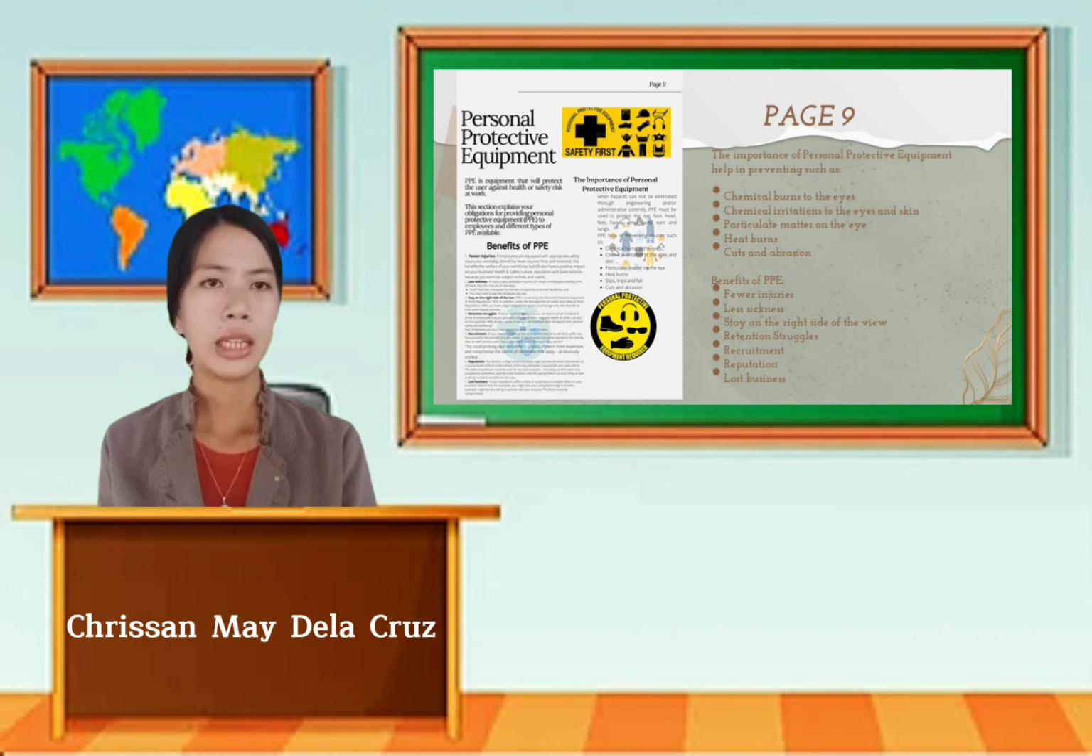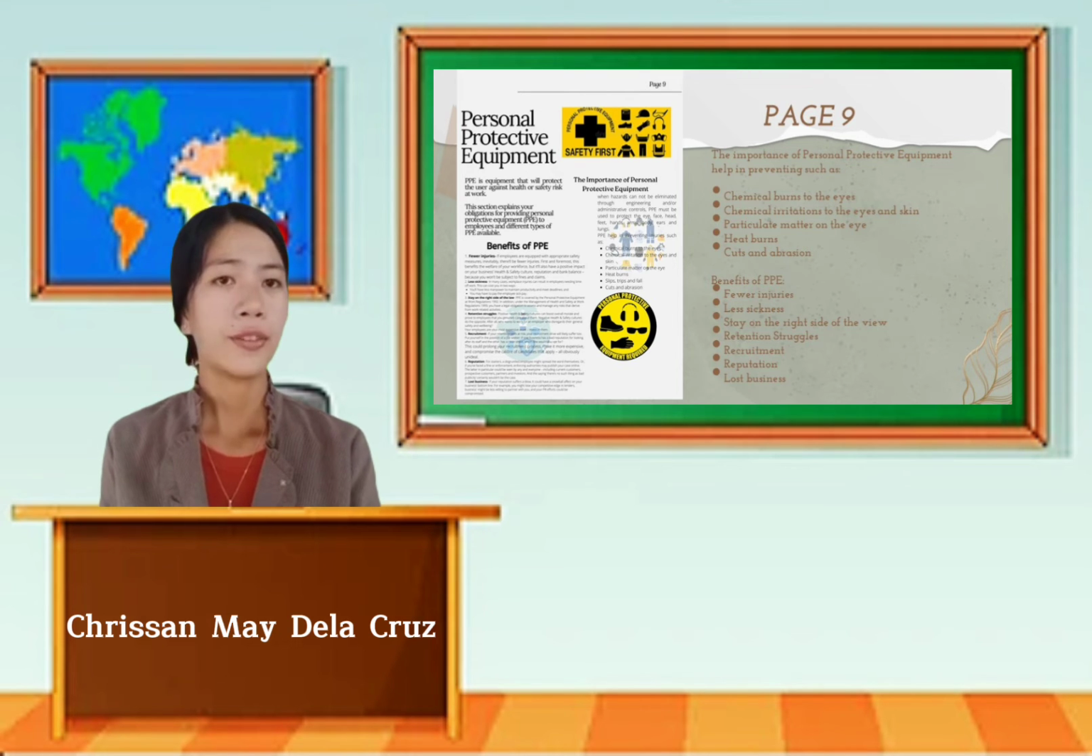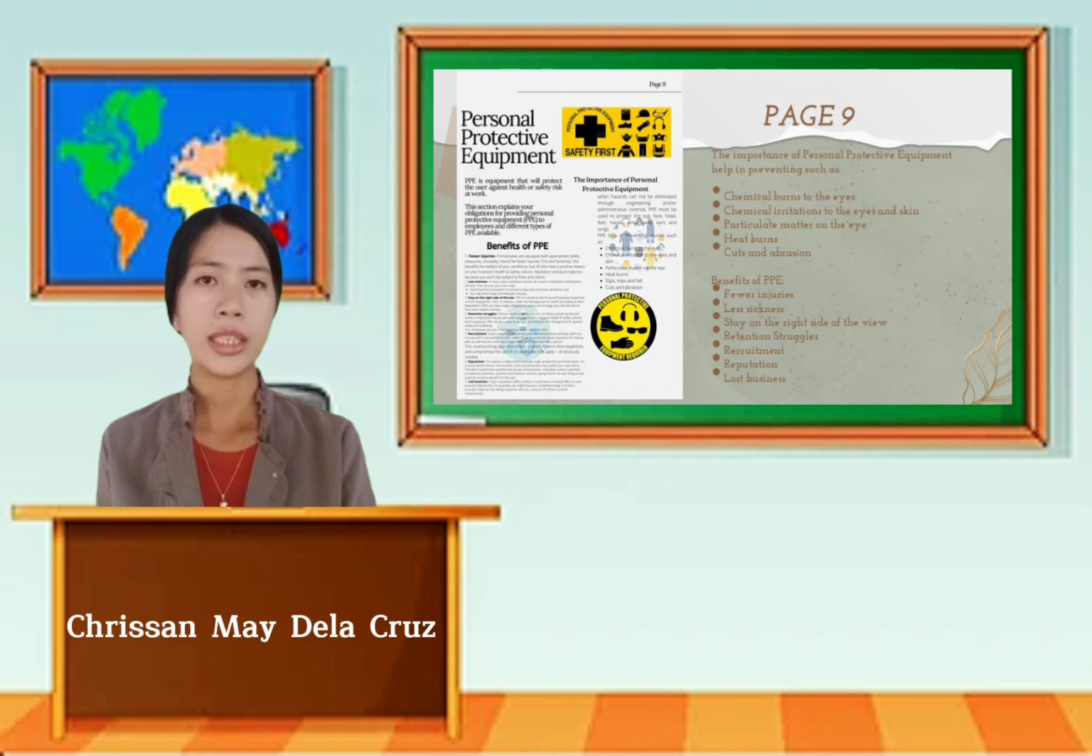When hazards cannot be eliminated through engineering and/or administrative controls, PPE must be used to protect the eyes, face, head, feet, hands, arms, body, ears, and lungs. PPE helps in preventing injuries such as, first, chemical burns to the eyes. Quickly diluting the chemical reduces the chance of serious eye damage. The second is chemical irritation to the eyes and skin.